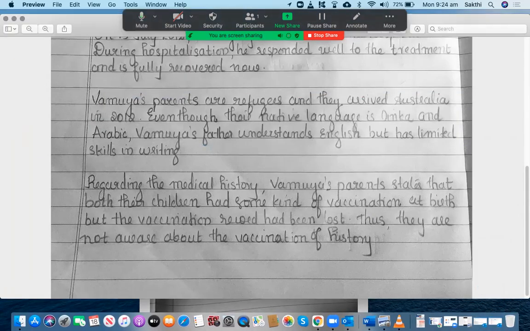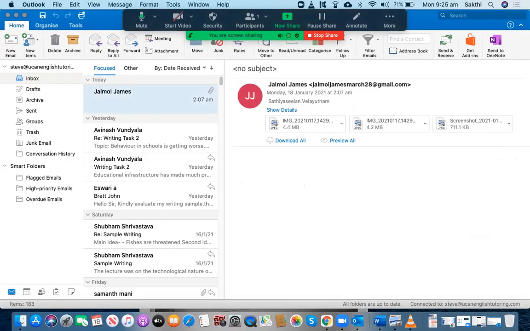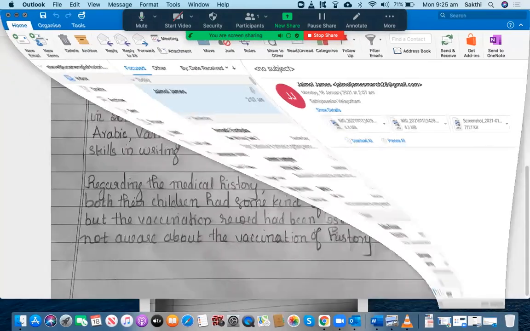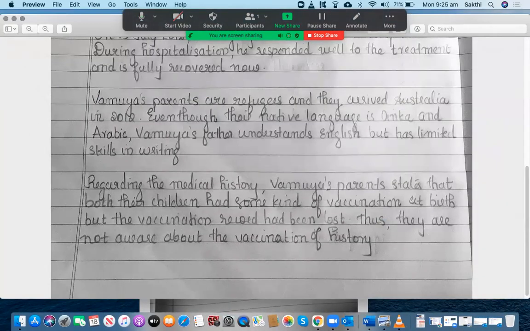Thank you. Even though their native language is Dinka and Arabic. Okay, here there are two languages that she has written, isn't it? So the native language cannot be two languages. It's not that good. Otherwise, their native languages are, okay, she must have used native languages. So instead of writing native language is, she must have written native languages are. That's the correct way of writing the sentence. All right, let's go to the next one.